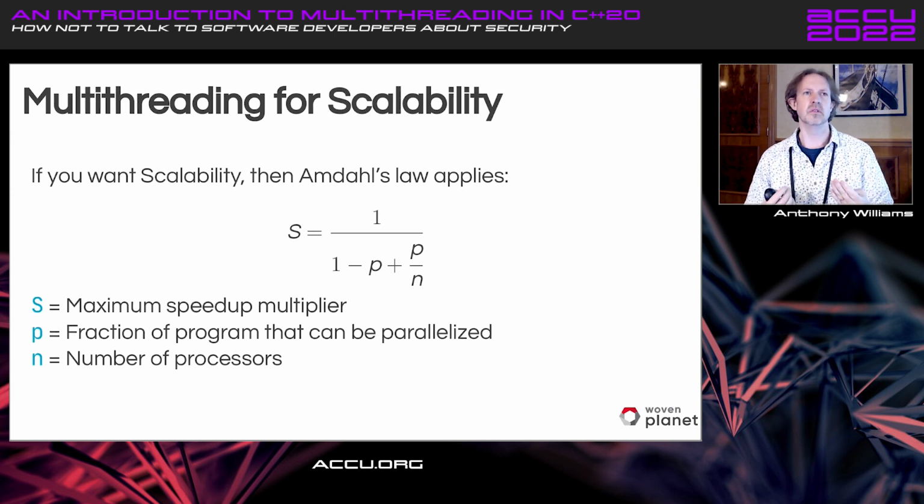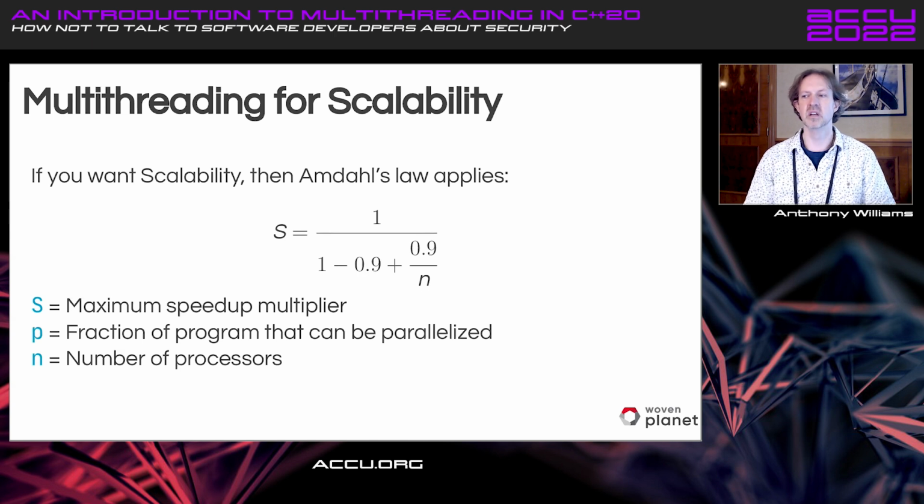If we're looking at scalability, then an important thing that you want to pay attention to is Amdahl's law. The speedup multiplier is 1 divided by our serial fraction, which is 1 minus our parallel fraction p, plus our parallel fraction divided by the number of execution cores. So you can see that as p gets closer to 1, your scalability goes up, and as the number of execution cores goes up, your scalability goes up.